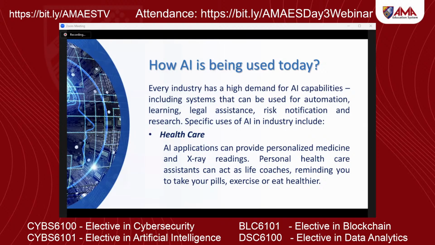The first one is healthcare. AI applications can provide personalized medicine and X-ray readings. Personal healthcare assistants can act as life coaches, reminding you to take your pills, exercise, or eat healthier. 'Di ba nga may mga devices na rin tayo ngayon that can basically monitor your heart rate, your blood pressure, your oxygen rate. So those are also under this particular sector ng artificial intelligence.